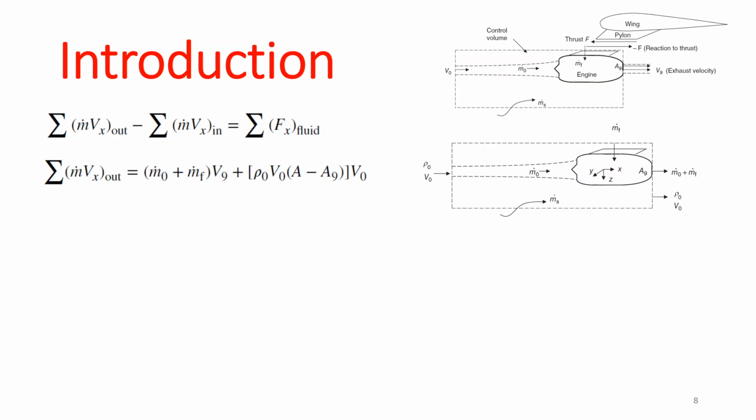Of course, the velocity is then multiplied by the velocity. What about the inlets? What about the sum of momentum in the x direction at the inlets? What is coming into the control volume?